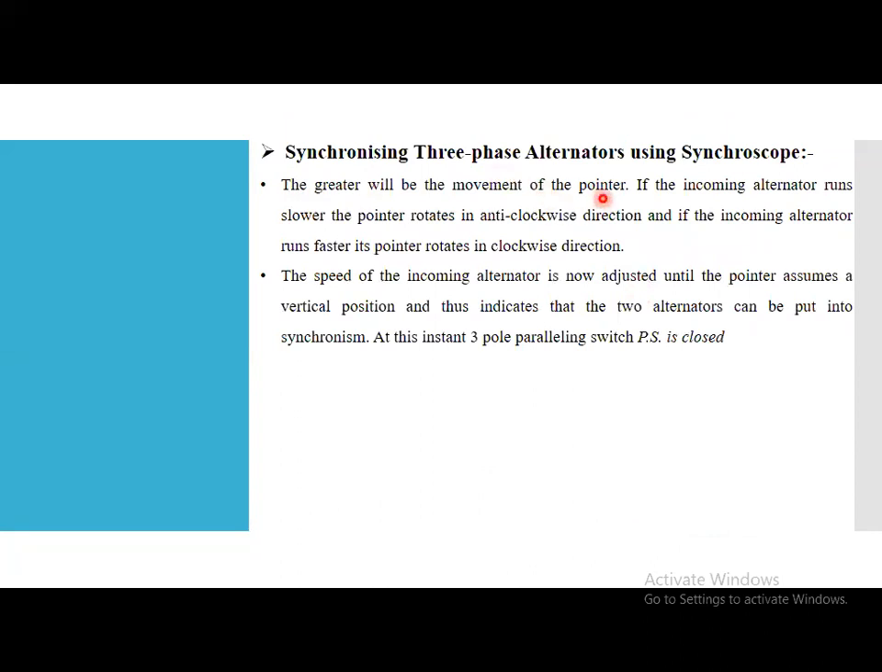The greater the speed difference, the greater the movement of the pointer. If the incoming alternator runs slower, the pointer rotates in the anti-clockwise direction. If the speed increases, then we have to reduce the frequency. If it is in the clockwise direction, then we have to increase the speed to control the frequency. And once it is stable, then we have to close the synchronizing switch. So this is the working principle of the synchronoscope.